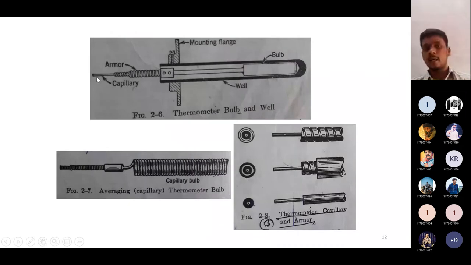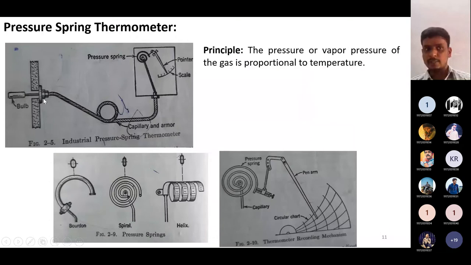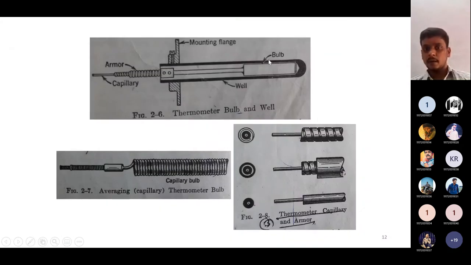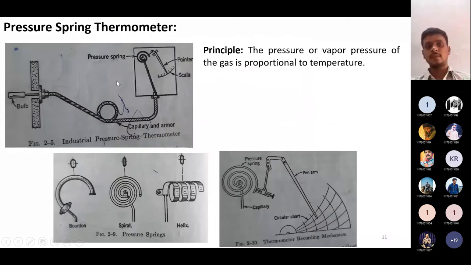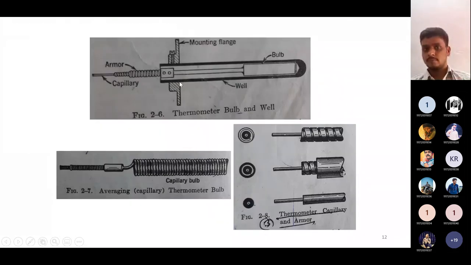Usually the capillary and armor will be looking like this. And this bulb, instead of being open, will be protected using some thermal well. Some metallic sheets will be there, so that breakage cannot happen easily. To protect the bulb, there will be a thermal well like this. And there is the averaging capillary bulb or thermometer bulb. This bulb need not be rectangular or square; a capillary tube type of bulb will also be there. So this is a capillary type of bulb.